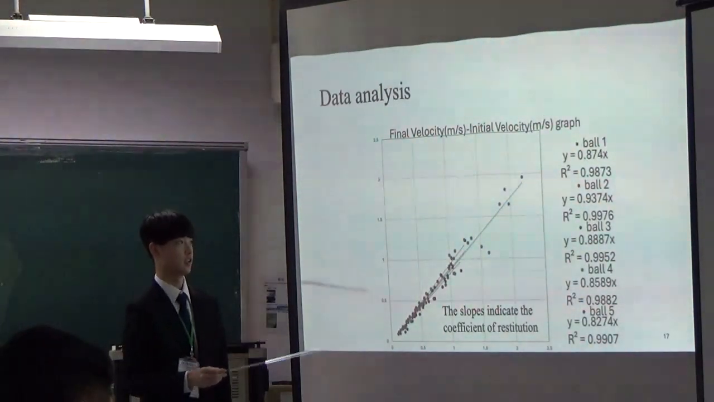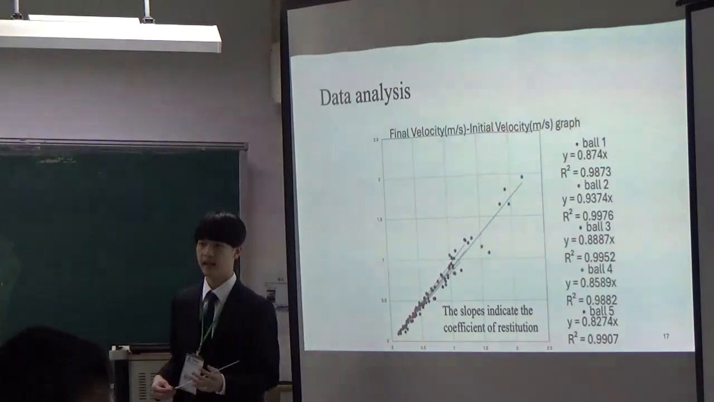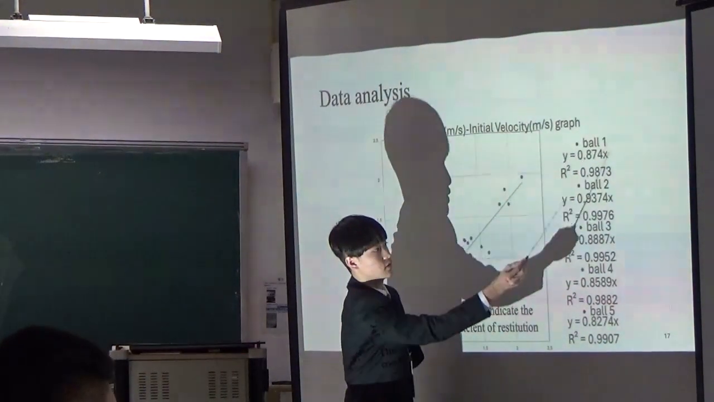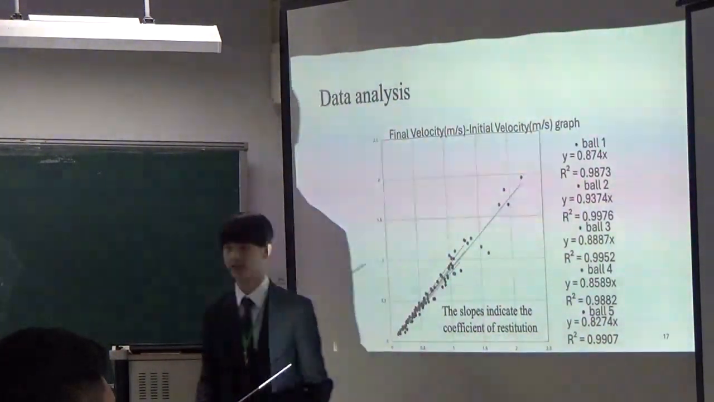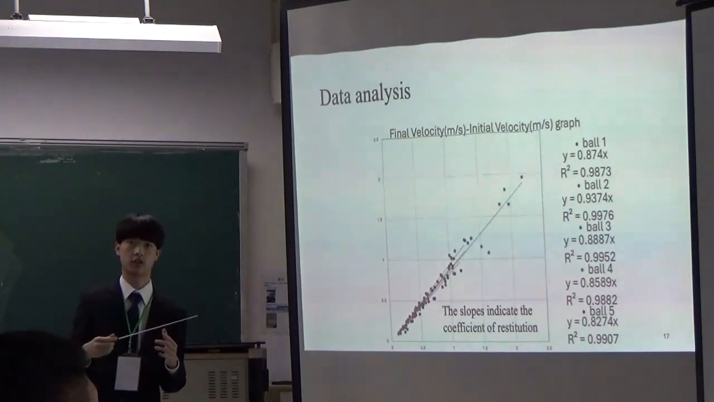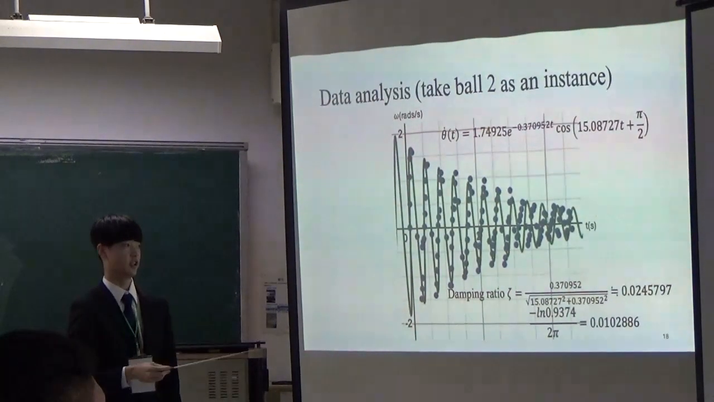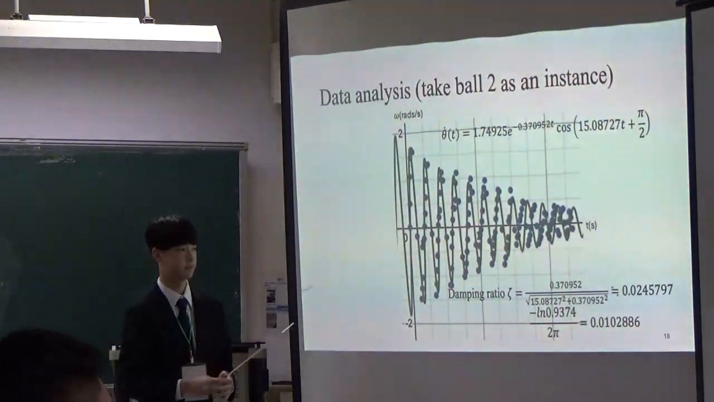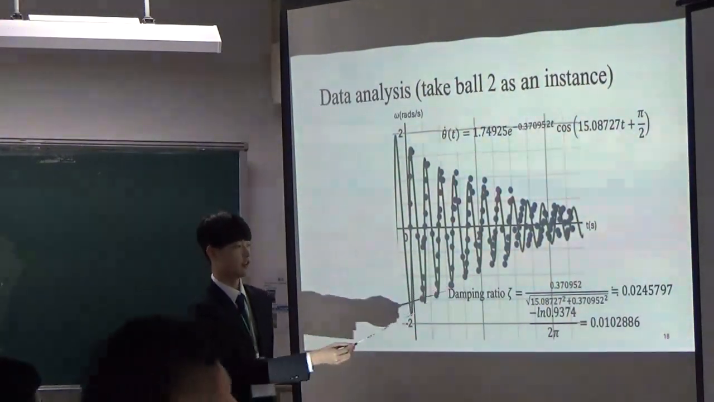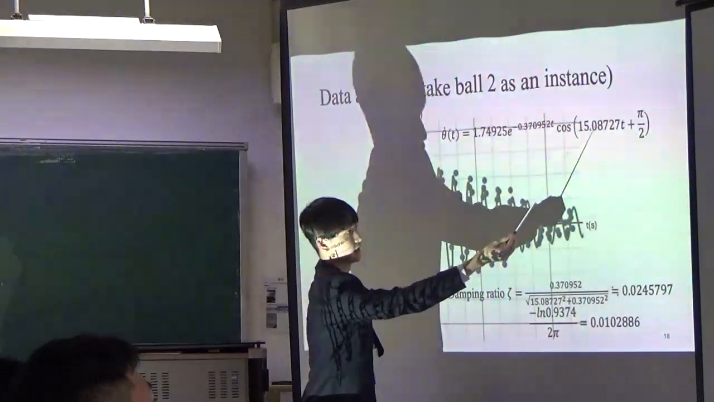Here is the result. The slopes indicate the coefficient of restitution, and we can see all the slopes are less than 1, which indicates that they are all inelastic collisions. And this is the fitting result. We can calculate the damping ratio from the damping factor and the angular frequency in the damped sine wave.